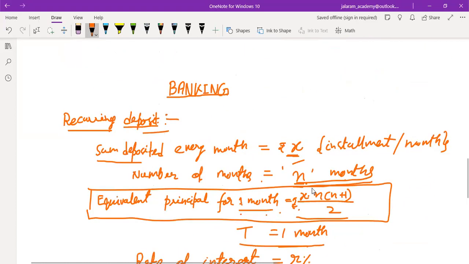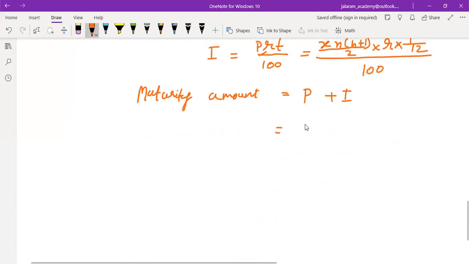Now, if rupees X is deposited for n months, how much have we deposited in n months? If every month we deposit rupees X, in 2 months we deposit 2x, in 3 months 3x, in 10 months 10x, and in n months we will deposit nx rupees. So the total sum deposited is n into x, which is the principal, plus interest.